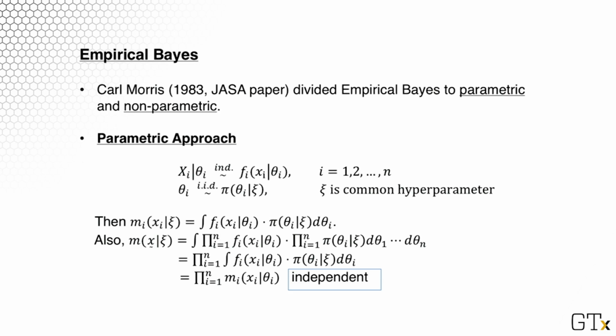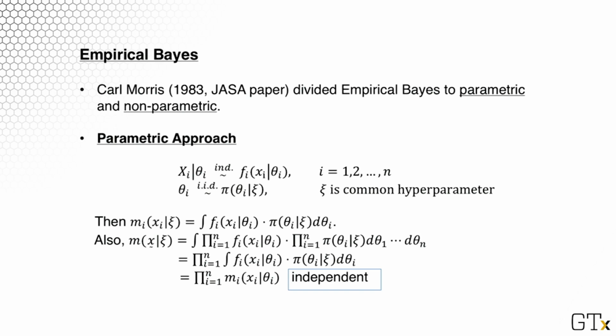It was Carl Morris who essentially proposed this taxonomy, parametric and non-parametric, in his 1983 JASA paper. And let's start with the parametric approach. So you have x's observed, but given the parameter theta_i, the likelihood is f_i of x_i given theta_i. Notice that these are not IID, they are just independent. They are not IID because these functions f for the likelihood could be different, f_i, and also the theta_i's are different. However, the theta's are supposed to be given a prior, and these priors for theta_i are the same, so the thetas are considered to be IID.